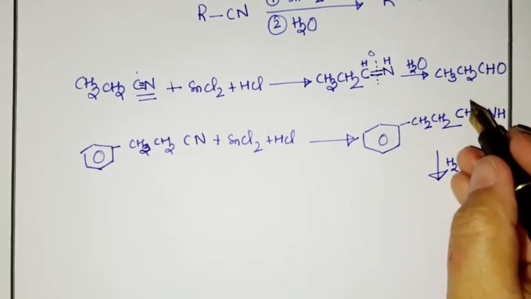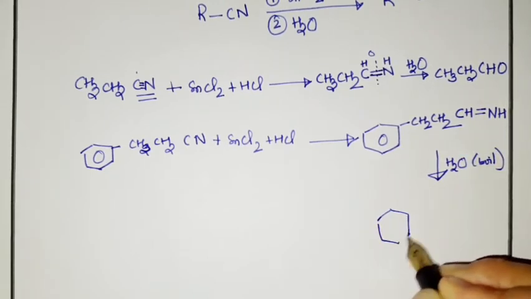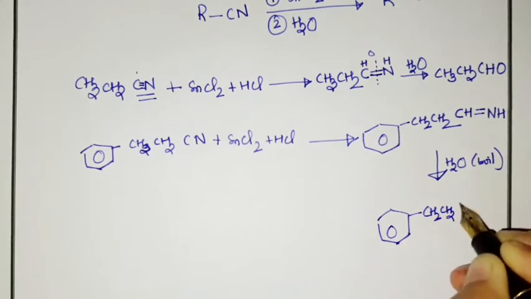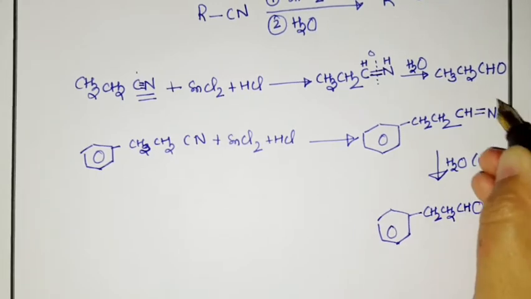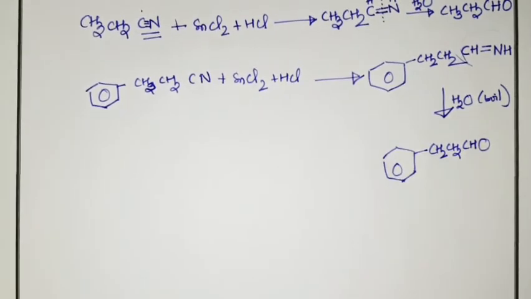Nothing changes here, only here we get CHO. This group will change to CHO. So we'll get the benzene ring, no change here, but CHO. Okay, this imine group will get converted to CHO. So we'll do one more.